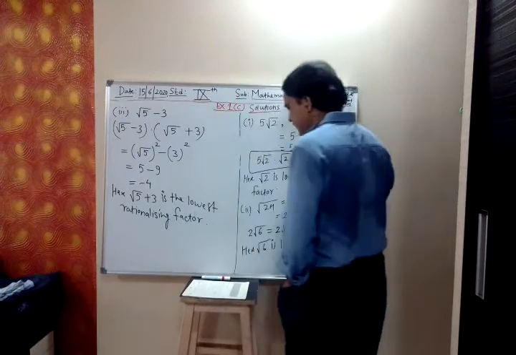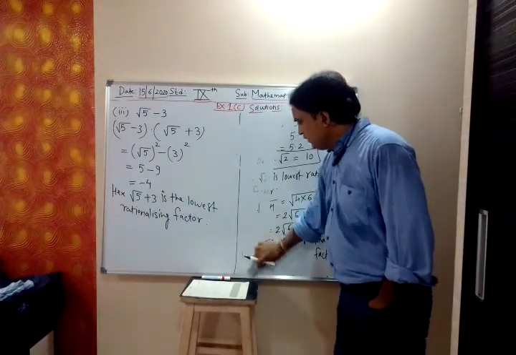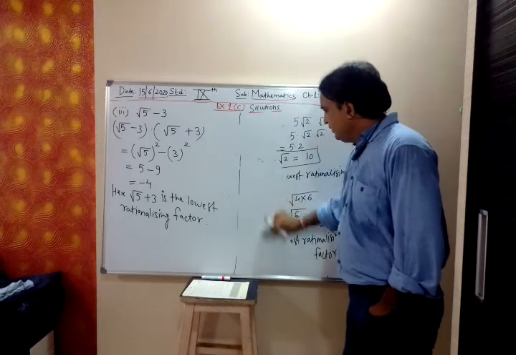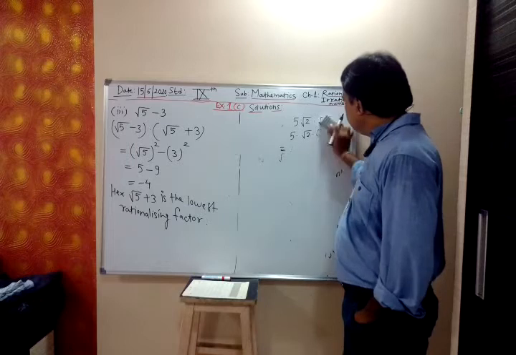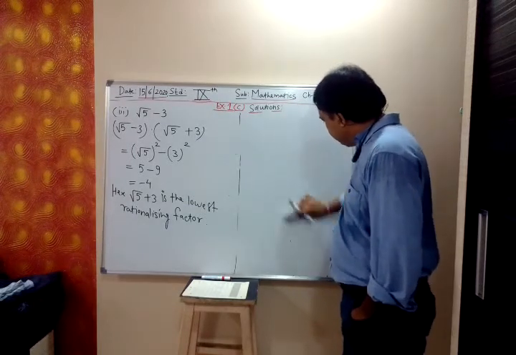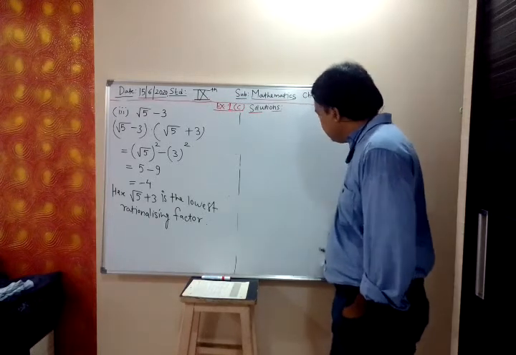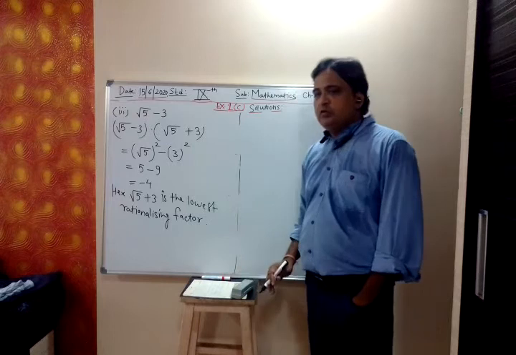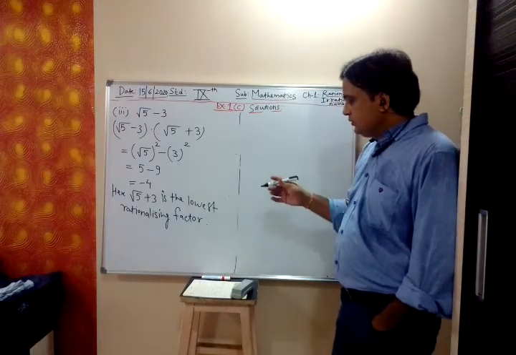Now the fourth one will be homework. What will be that number? Yes, 7 minus root 7. Yes, the same number with opposite sign, 7 plus root 7, that will be the rationalizing factor because there are two terms. So multiply by the same number opposite in sign. So 7 plus root 7.